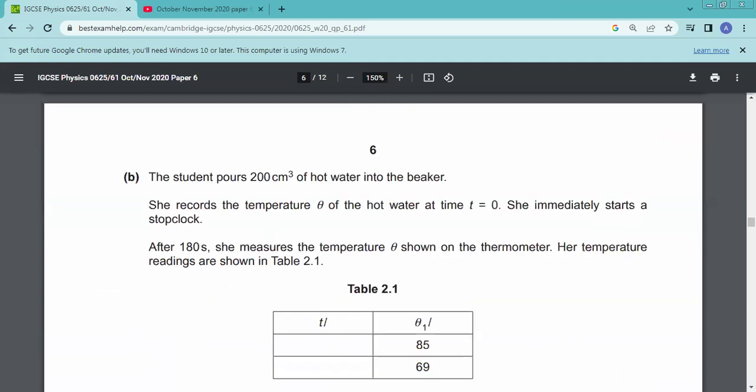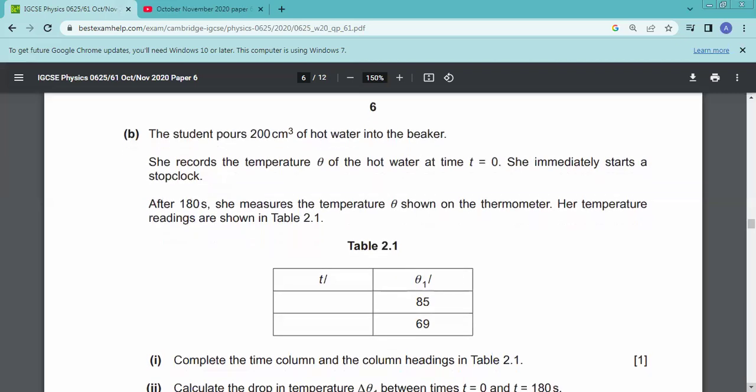the student pours 200 cm³ of hot water into the beaker. So in the beaker, 200 cm³ volume of hot water is poured. She records the temperature of the hot water at time t = 0. She immediately starts a stopwatch, and then after 180 seconds, she measures the temperature on the thermometer. Her temperature readings are shown in the table. Now this is the table given.